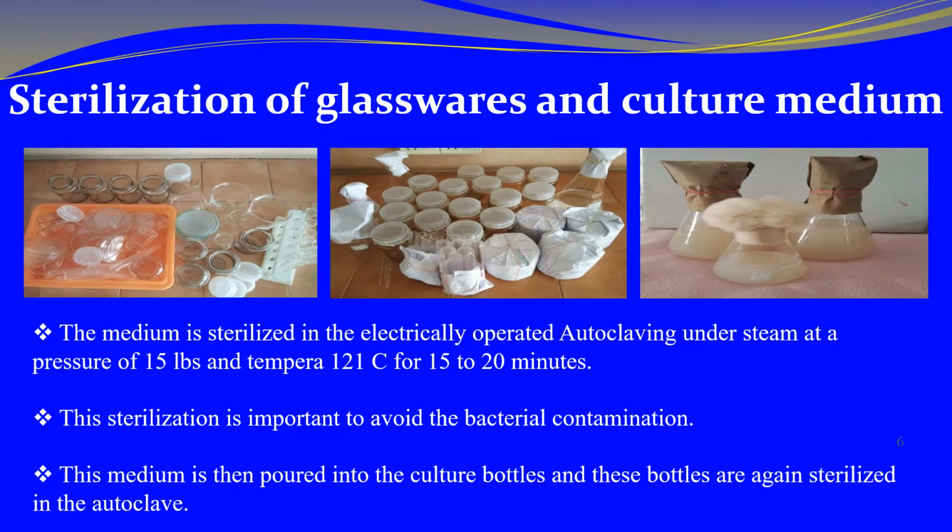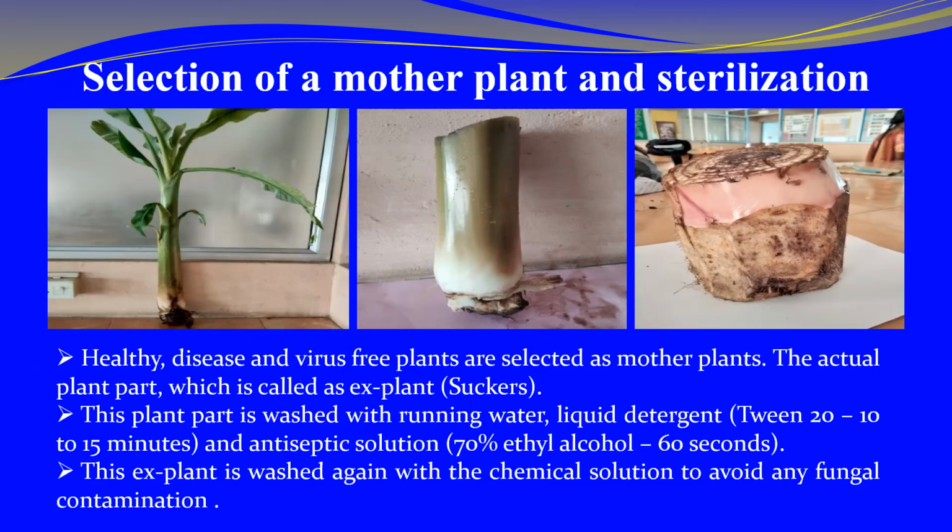Next one is the sterilization of glassware and culture medium. It is very important for plant tissue culture. The medium is sterilized at 15 lbs pressure and a temperature of 121 degrees Celsius for 15 to 20 minutes. Sterilization is important to avoid bacterial contamination. The medium is poured into the culture bottles, and these bottles are sterilized again in the autoclave.